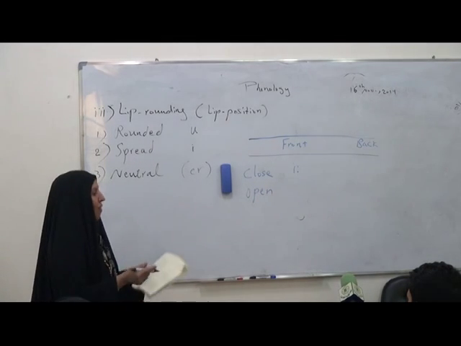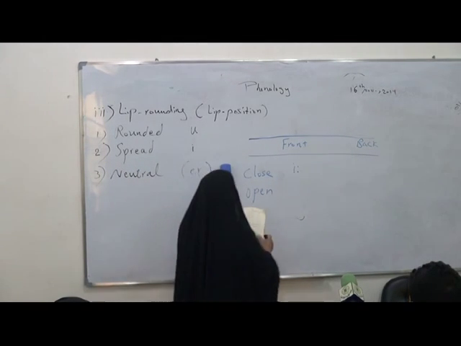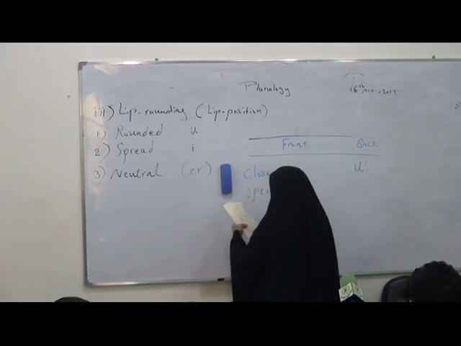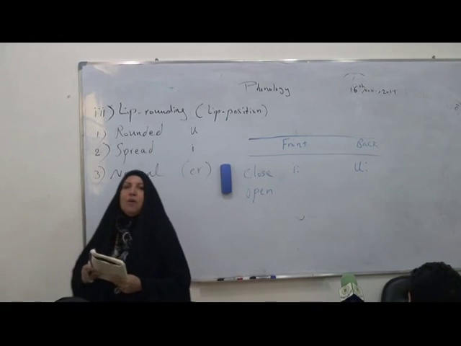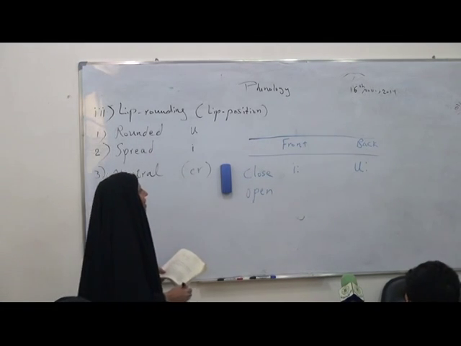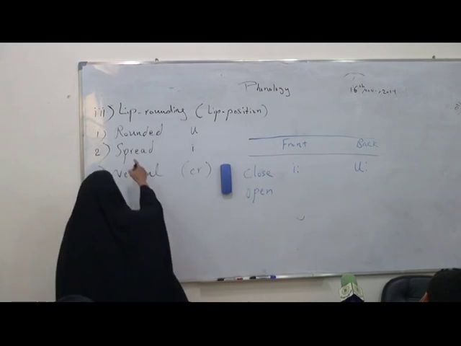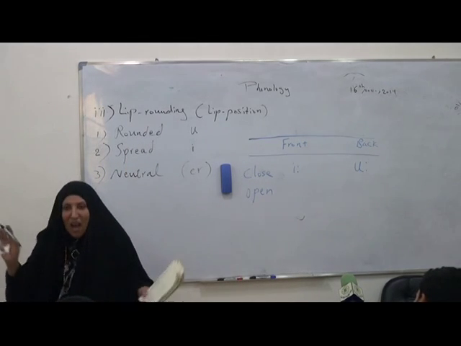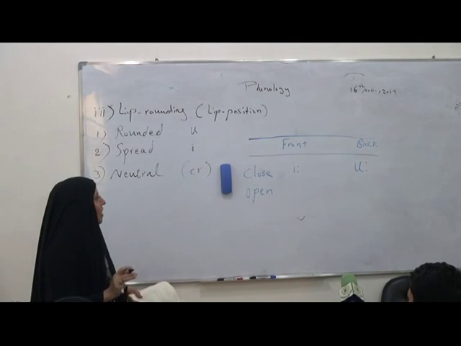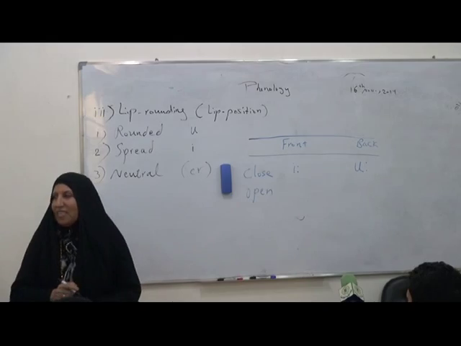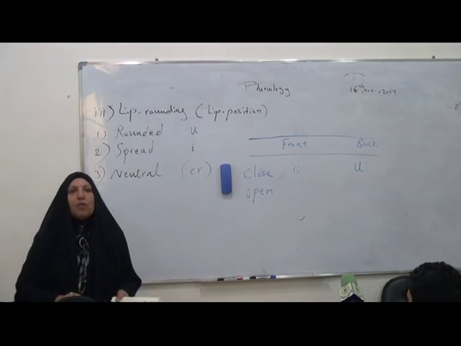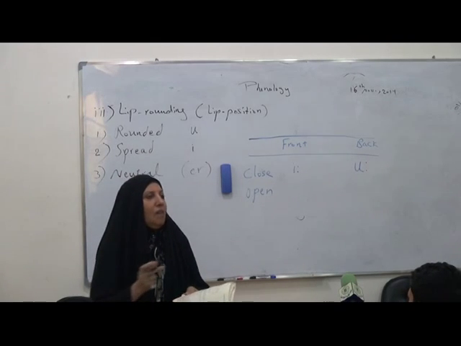Now let's have another example. Now the vowel OO, long OO. Who can describe OO? Yes, my dear? Close. Back. Rounded. Very good. So you have got it. It's close, it is back, and it is rounded, because when we say OO, the lips are rounded.